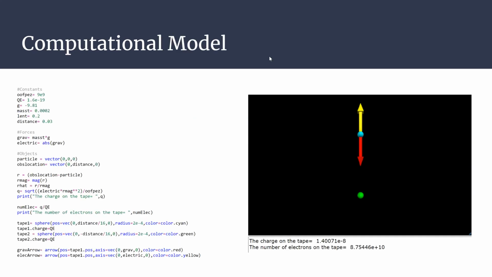My computational model is basically all the calculations I did previously for the experiment in code. The image shows the red arrow, which is gravitational force, and the yellow arrow is electric force.